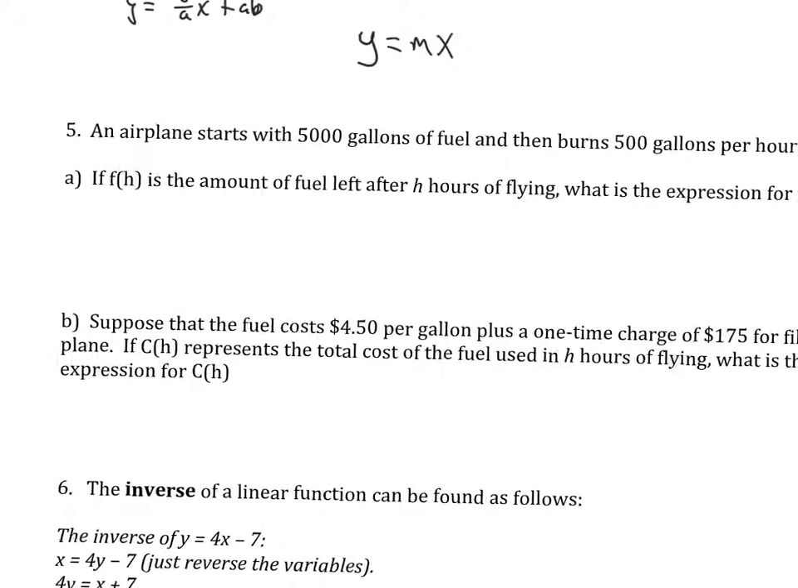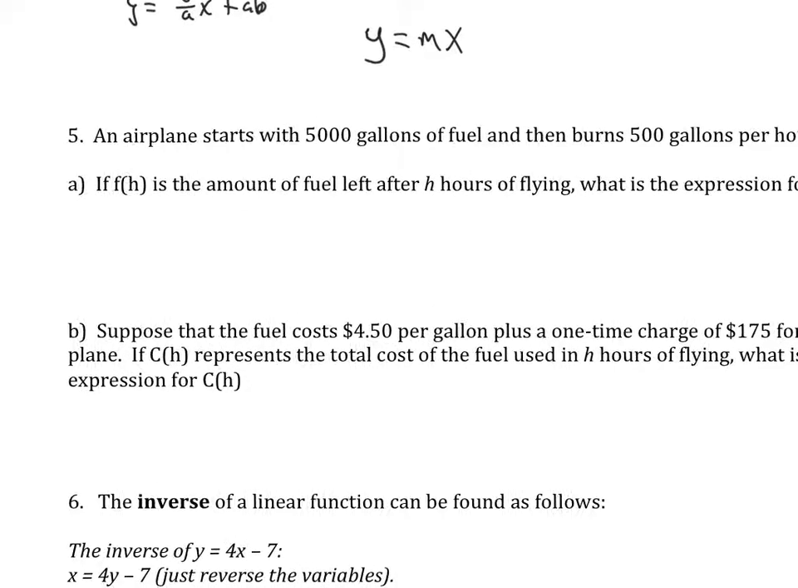So this airplane starts with 5,000 gallons of fuel and burns 500 per hour, and so F of h is the amount of fuel left after h hours, and that's going to be equal to negative 500h, because we are losing fuel for every hour that we're in the air, plus our original amount of 5,000. And what that means is that we have no more than 10 hours of flying, and we should remember that.